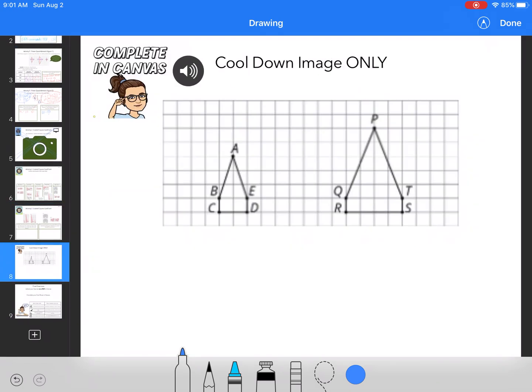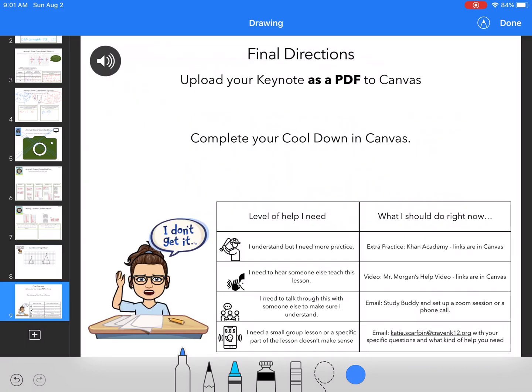So now I want you to think about your cool down. I've given you the image here. Remember, you're completing it in Canvas, but this is so that you can draw on it, or if you can't see your image, this is where you would go and look for your image. Then, if you're still having trouble with this unit, you're not sure what to do next, and you want more practice, go on Khan Academy. If you want to hear somebody else teach it, Mr. Morgan teaches this lesson, and his links are in Canvas.